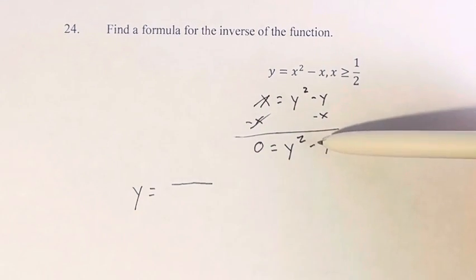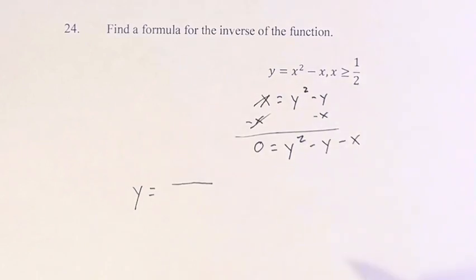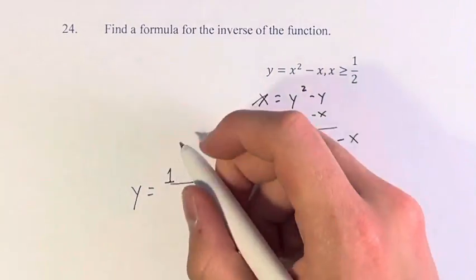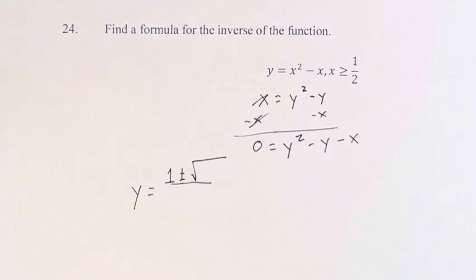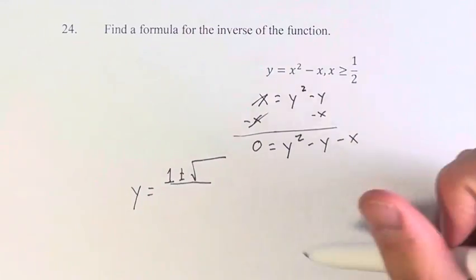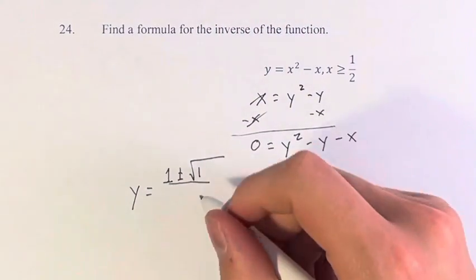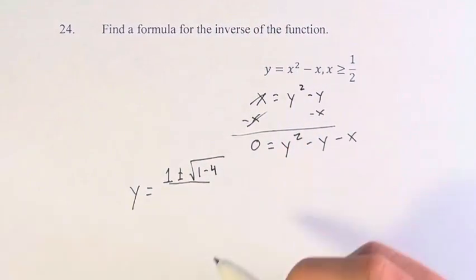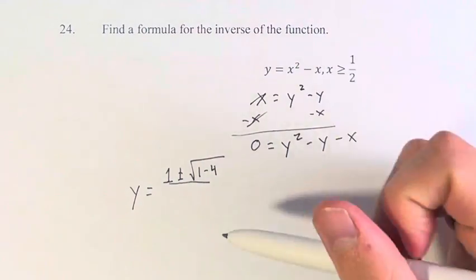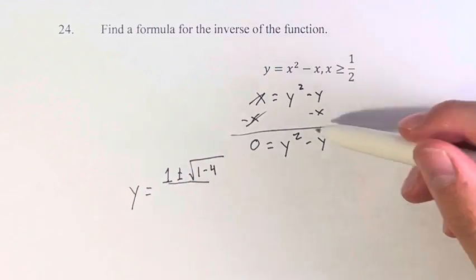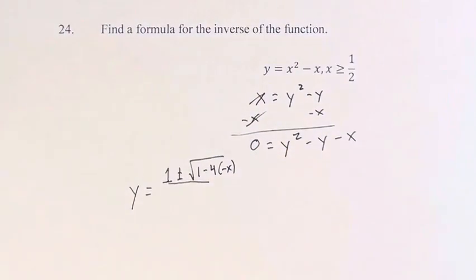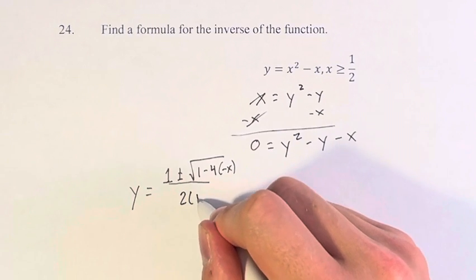negative b, the negative of the middle term, so that's just 1, plus or minus the square root of b squared. Negative 1 squared is 1, minus 4 times a, the first term is just 1, don't even have to write it, 4ac, times c, negative x, over 2a, which is 2 times 1.